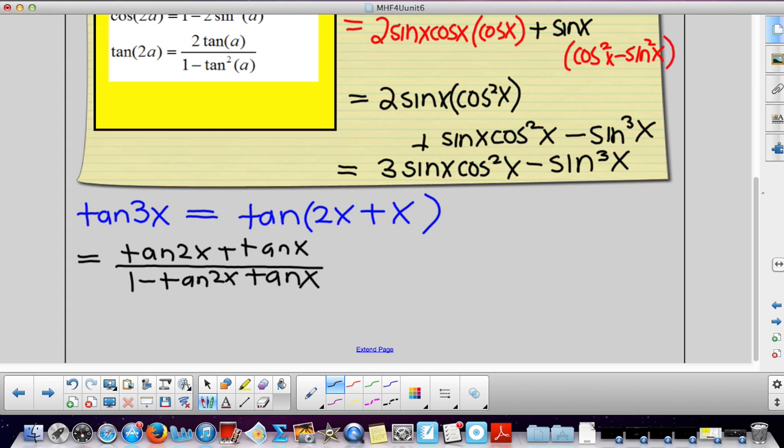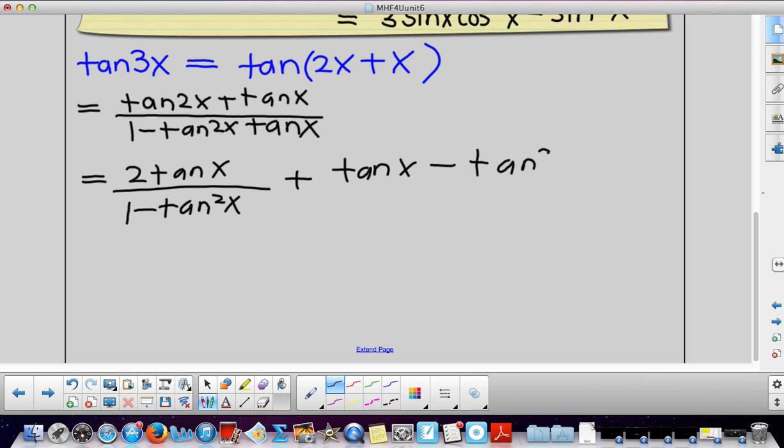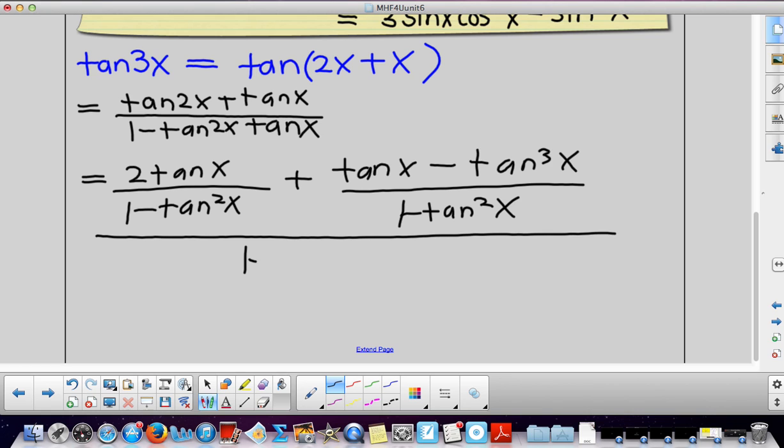But then we have to figure out the double angle formula as well and put it under a common denominator. So we have 2 tan x over 1 minus tan squared x plus tan x minus tan cubed x over 1 minus tan squared x, all divided by 1 minus tan 2x tan x. So a lot of common denominators, that sort of thing. That's how you would set up your equation.